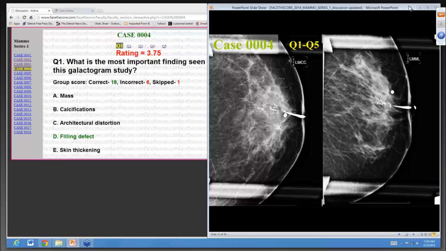No, not a problem. Okay, so we're on case four. What is the most important finding seen on this galactogram study? What we have is two images from a galactogram study. These are spot magnification views of the left breast. It's a left magnified craniocaudal view, and this is a left magnified medial view. What we see is contrast material entering into this duct, and we see a filling defect. We do ductography or galactography in cases where a patient has spontaneous clear or bloody nipple discharge. This galactogram study shows a filling defect. So that's the correct answer choice, and many of you got that right.